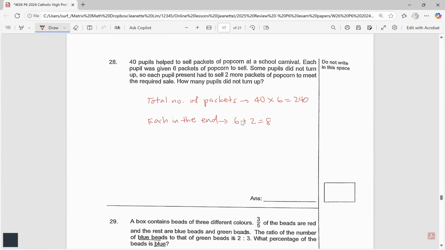So how many were there? Number of pupils in the end. If you had 240 to sell, and each of them had to sell 8, there will be 240 divided by 8. Means that there's 30 of them. So if the total is supposed to be 40 pupils, the number of pupils that did not turn up would be 40 minus 30. Okay, so 10 of them did not turn up.